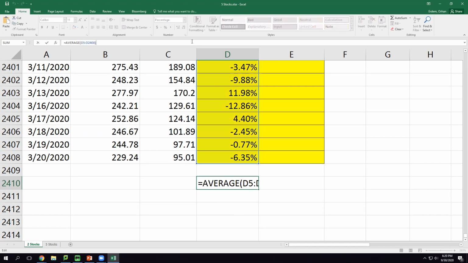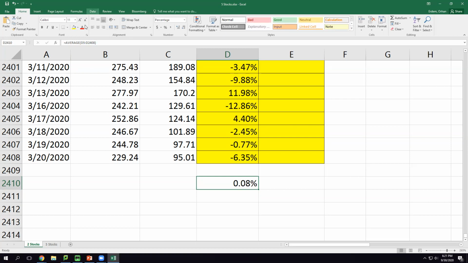Okay. Equal average, open the parentheses and select the whole column. That should be 2,400. Yep, that's what I got as well. Okay, perfect. So this shows that the average daily return of Apple was 0.08% for the last 10 years, by the way. So this starts from 2011 and comes all the way down to 2020. Okay. So this is one way.